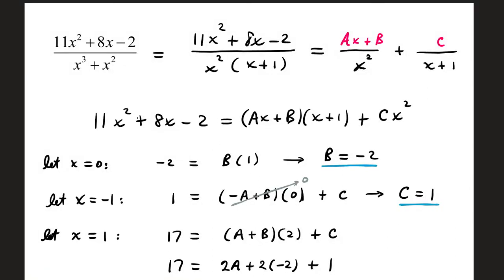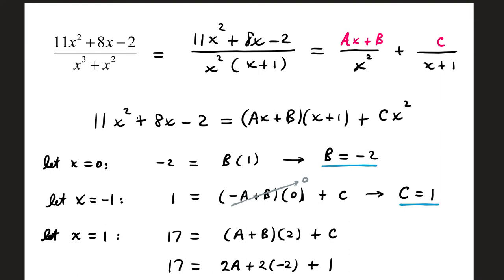In this example, we have (11x squared plus 8x minus 2) over (x cubed plus x squared). This denominator, if you factor out an x, actually you factor out an x squared because they both have at least two x's in common. So let's factor out x squared.